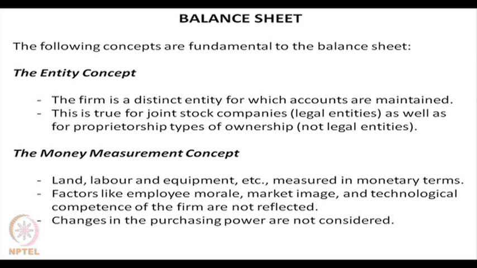Firstly, let us understand that there are certain concepts that are very fundamental to the balance sheet. Some of them we have already discussed when we took up the double entry bookkeeping system, particularly the concept of a firm being an entity. The first concept is that the firm is a distinct entity for which accounts are maintained. This is true for joint stock companies that are legal entities, as well as for proprietorship types of ownership, such as an entrepreneur who may be a non-legal entity.